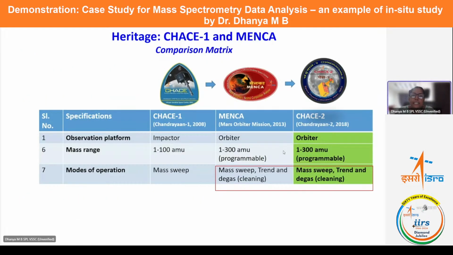So now if you see the heritage, CHACE-2 is a follow-up of CHACE-1 and MENCA, where all modes of operation and programmable features are there compared to MENCA. It is more like the Mars Orbiter Mission payload, whereas in the case of CHACE, since it was an impactor, there was no programmability in the mass range, and it was operating only in mass sweep mode.